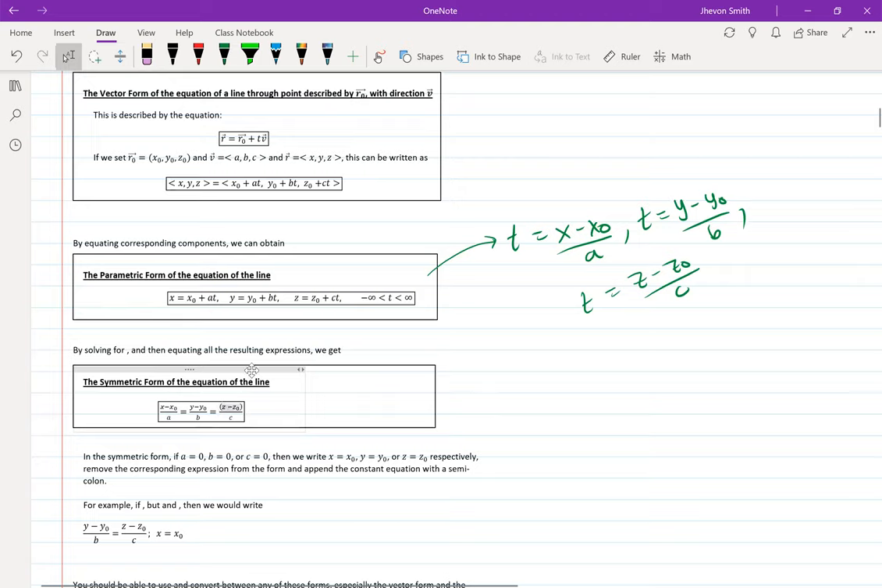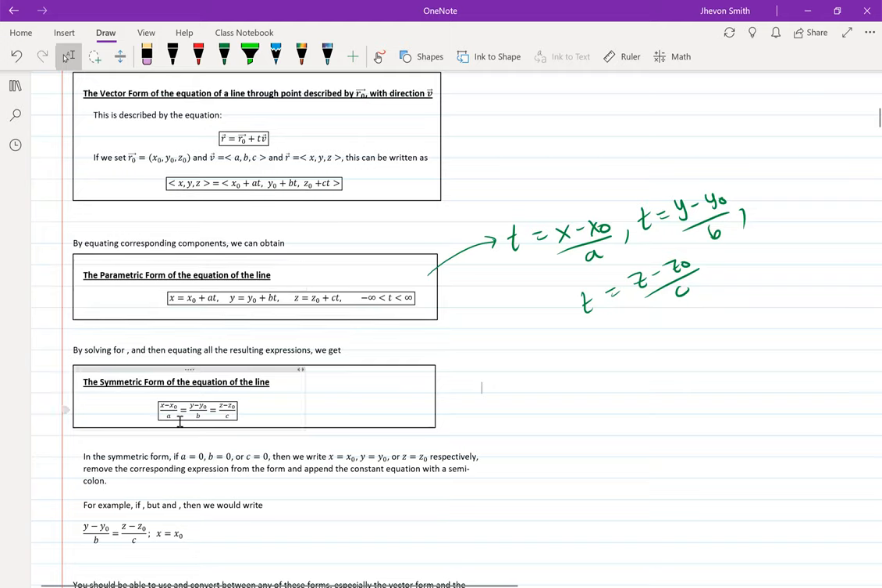I don't know why this one has parentheses in it. So that's called the symmetric form. Not very commonly used. Most of the time you're going to see a line either in this form or in that form, the vector or the parametric form.